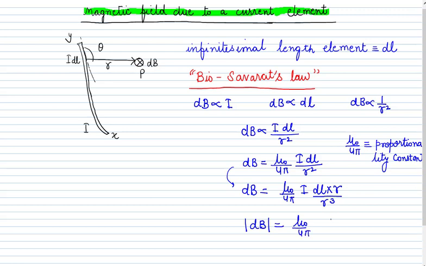Then there is a cross product which will give us sine theta. So this is I dl sine theta, and r cancels out with this r. So again I can write it down as r square. So this dB is equal to mu naught upon 4 pi I dl sine theta upon r square. This is what we call the relation of Biot-Savart's law. So this relation is what we get from the Biot-Savart's law. It is an important relation and you should always remember it.